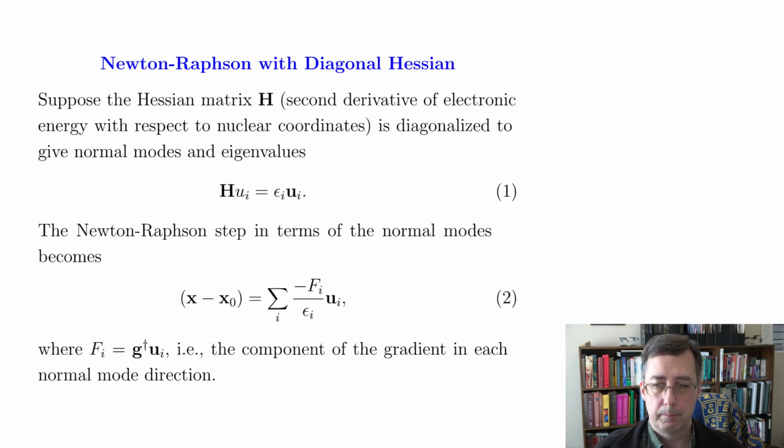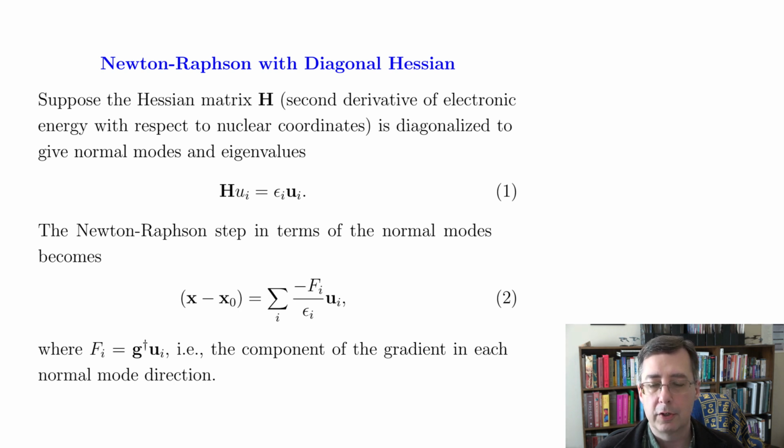Now, if you diagonalize the Hessian to get the so-called normal modes, then we could call the normal mode vectors u sub i and the eigenvalues epsilon sub i. In this simplified case, the Newton-Raphson step in terms of normal mode coordinates is very, very simple, because the inverse of the Hessian becomes the inverse of the diagonal elements, and we sum over all the elements.